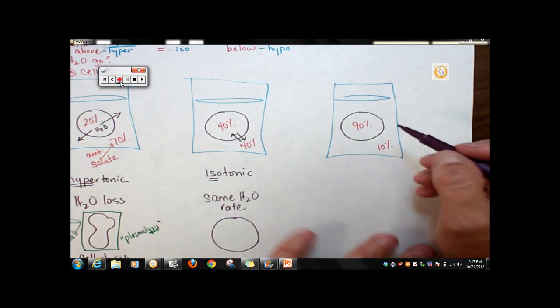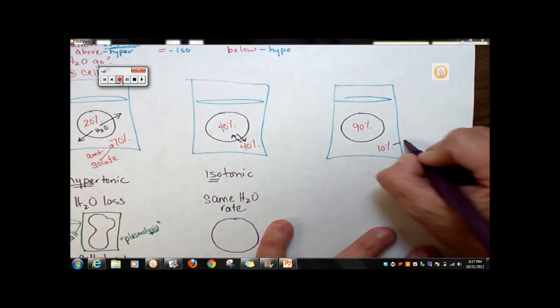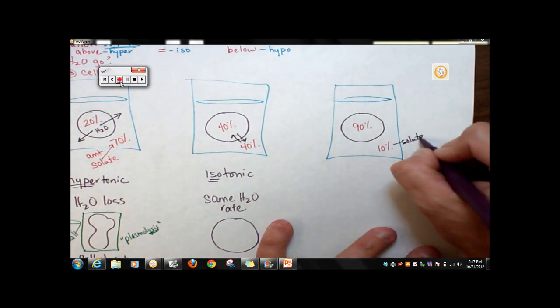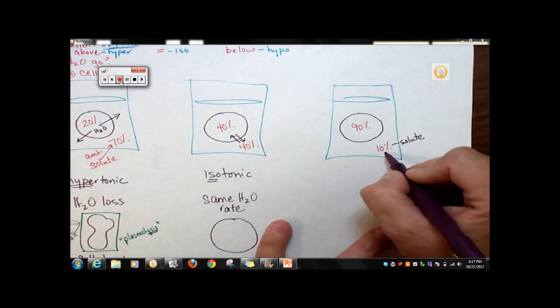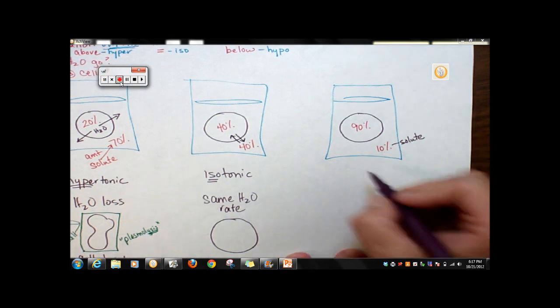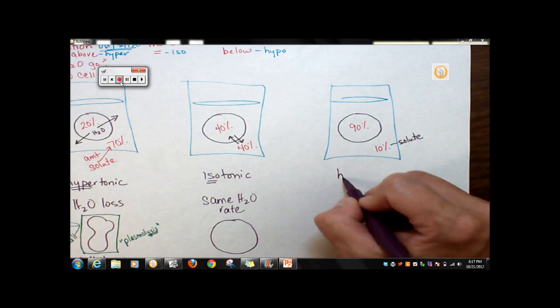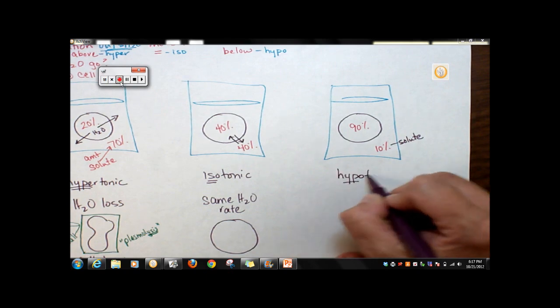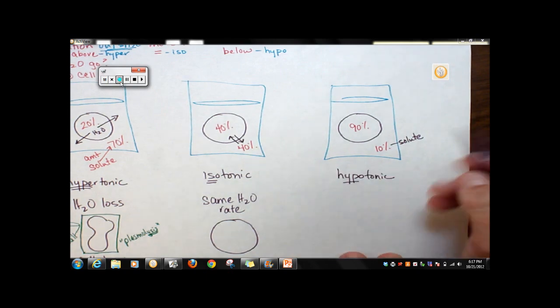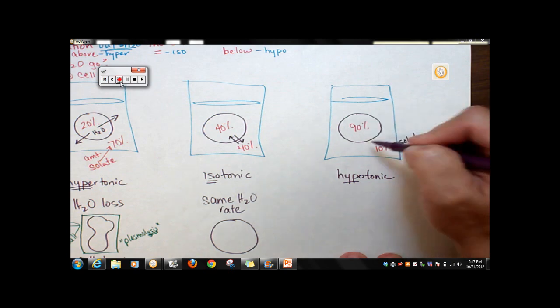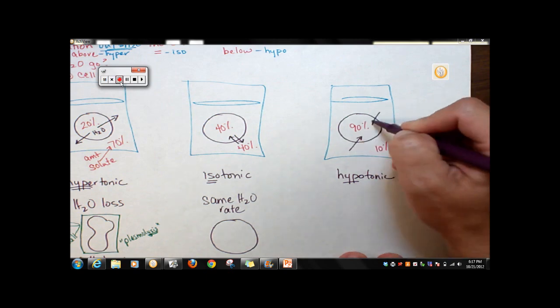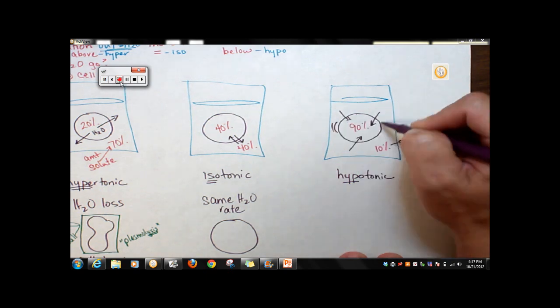Last one. Is the concentration of solute above, below, or equal? Below. Very good. And what is our root word? Hypotonic. Hypo, hippo. Big, fat. So where's the water going to go? Into the cell. And the cell will start to swell.